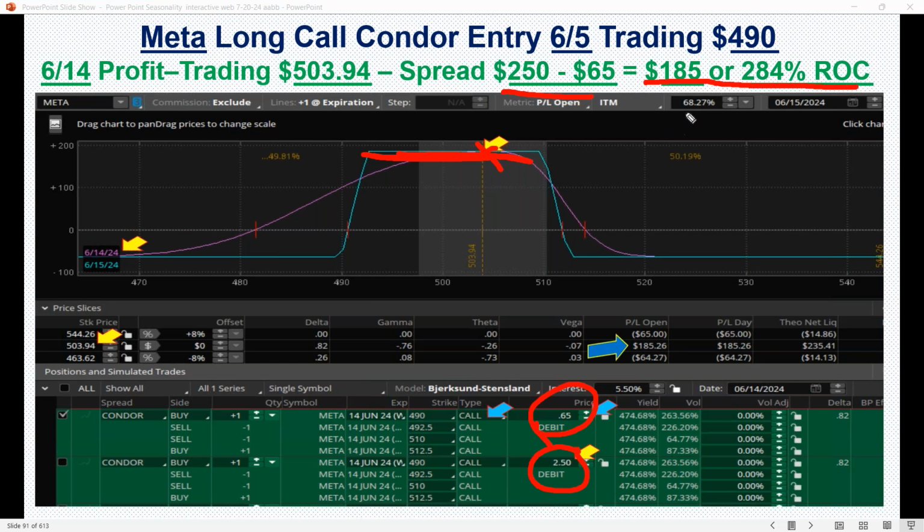So I'm constantly monitoring these, and if you've got multiple contracts, we'll scale out, we'll take a little bit, hold it, things like that. Just always keeping you posted on what the potential is on the trade.